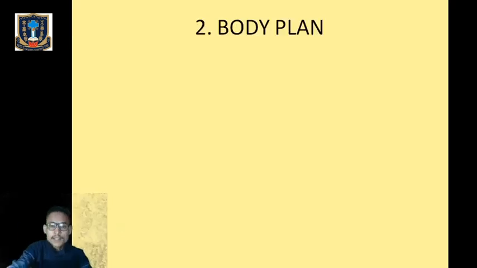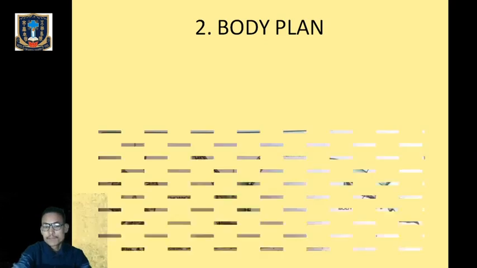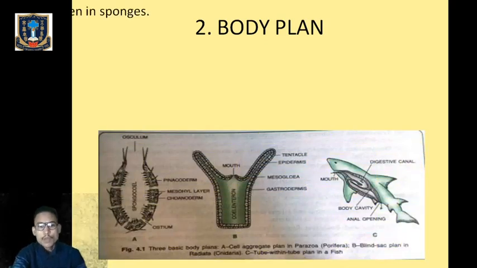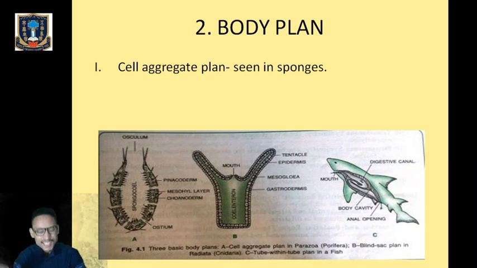Next basis is our body plan. Under the body plan, the first one is called the cell aggregate plan, which is seen in the simplest multicellular form, that is sponges in the phylum Porifera. You can look at figure 4.1a, the cell aggregate plan in Porifera, mainly in sponges. The sponge's body is essentially an aggregate of cells. Though they are multicellular, we have learned that their cells are independent and function independently.